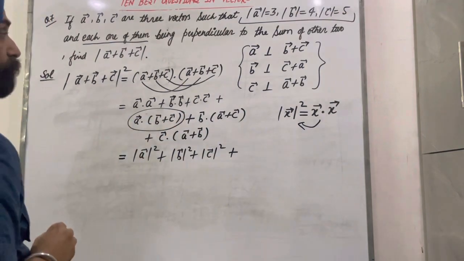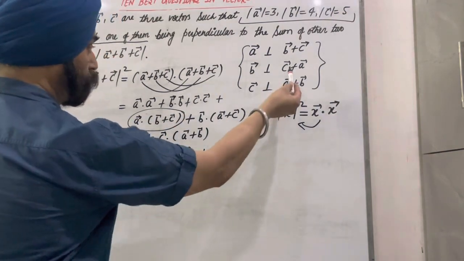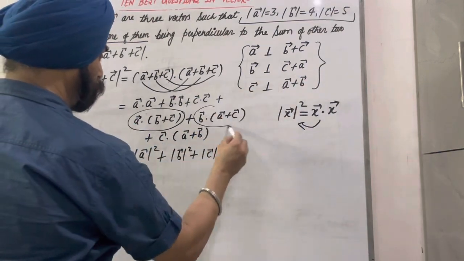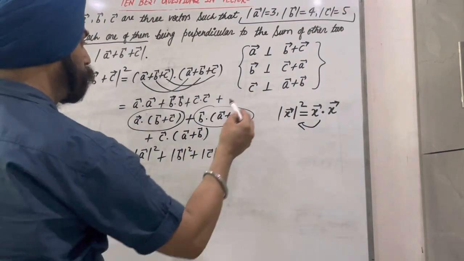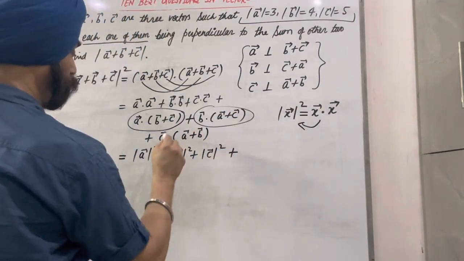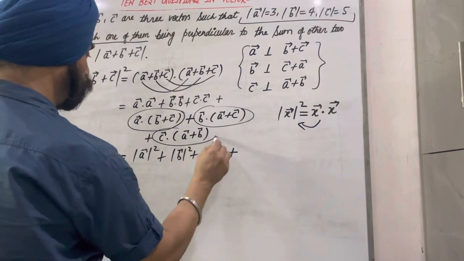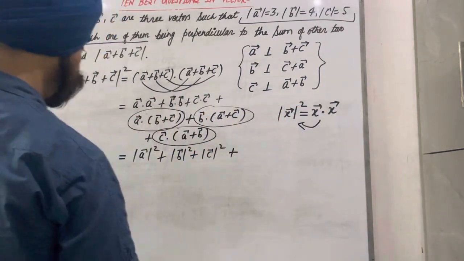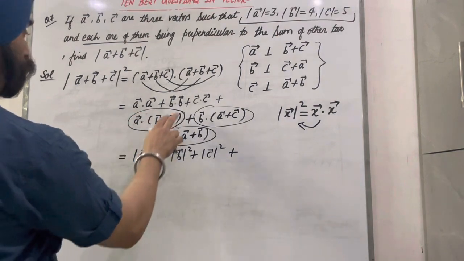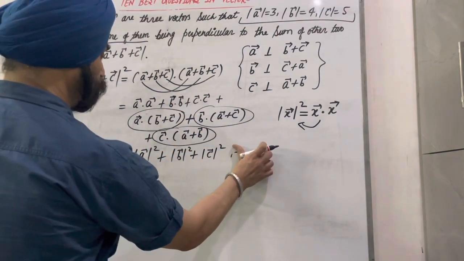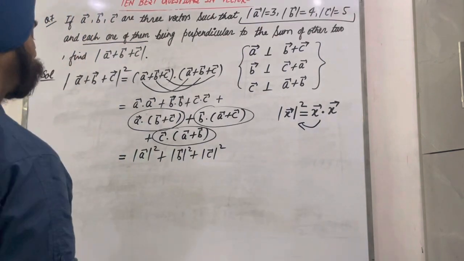This is 0. Likewise, B is perpendicular to vector C plus vector A. So B dot vector C plus vector A is also 0. And towards the end, vector C dot vector A plus vector B is also 0. So this term is also 0. So these three terms will vanish. So we'll be left with mod of vector A square, mod of vector B square, mod of vector C square. And rest all terms will vanish. So no need to write.